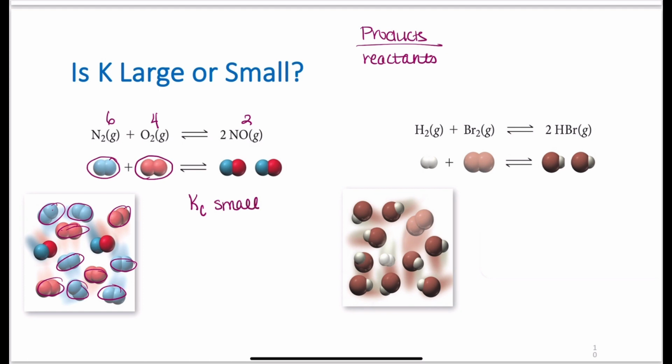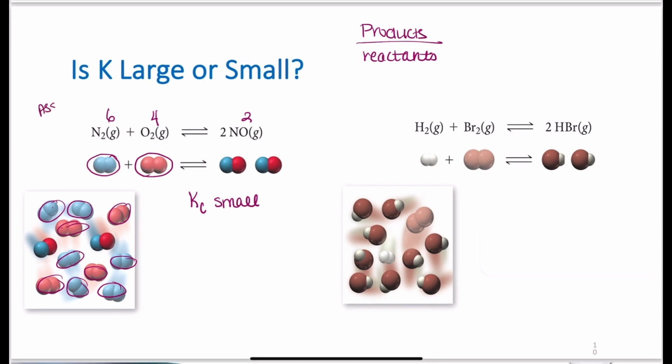I don't have very much product. I have a ton of reactant. The Kc value here will be small. If you want to do it numerically, assume you have a 1 liter container. Assume each particle represents a mole of particles, and you can calculate it. You would have 2 moles in a 1 liter container, so 2 molar. You could do it by pressure or concentration. 2 squared for the NO, divided by 6 times 4 for the O2. I'm going to get 4 divided by 24, pretty small number.